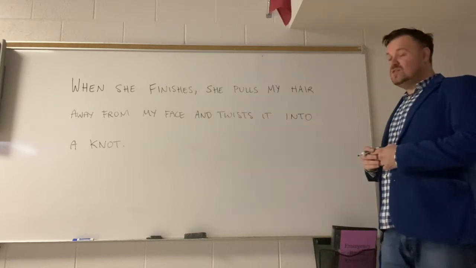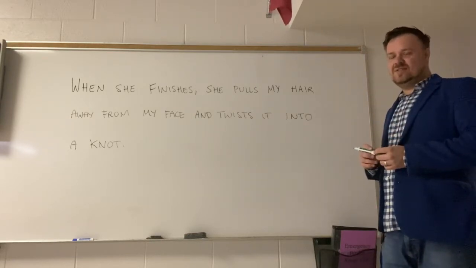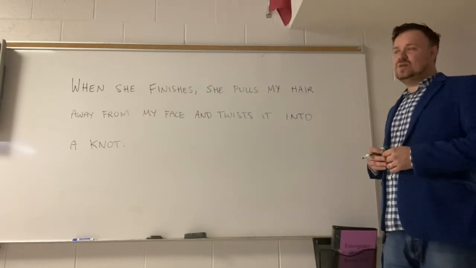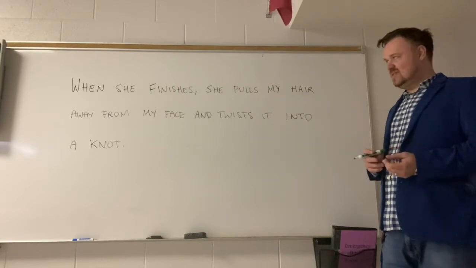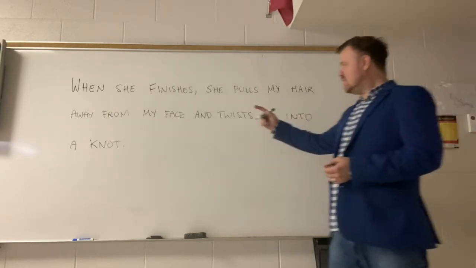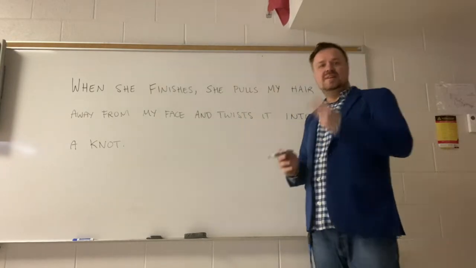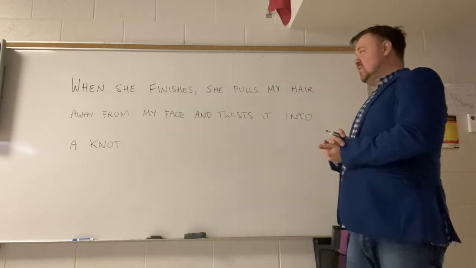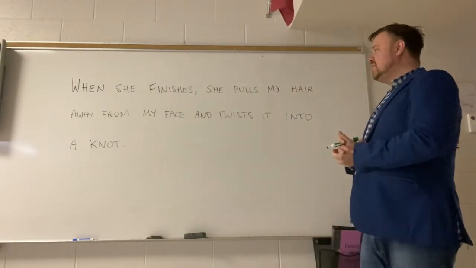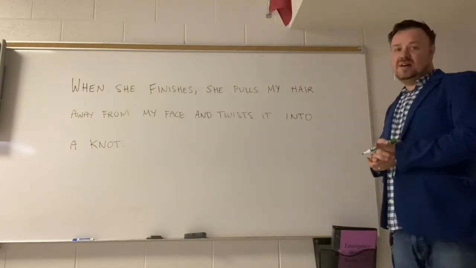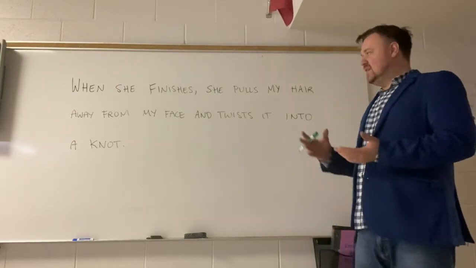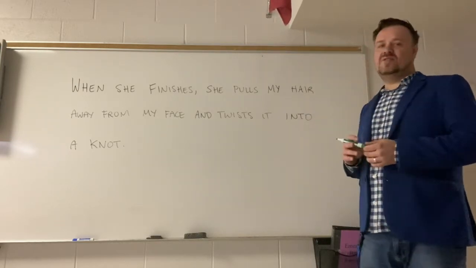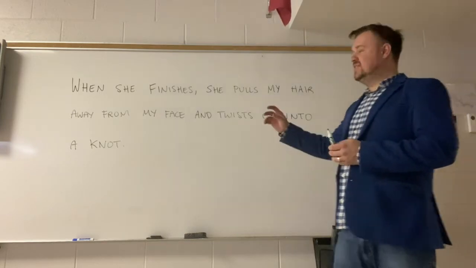There are 2 ways to do this. First, you can go back to the first week of our lessons and just go into the subject predicate and find that. Or we can make it a little bit simpler and access our punctuation lessons to determine that there is a comma right here. And a comma usually separates 2 clauses. One is an independent clause and one is a dependent clause. So we have, when she finishes, she pulls my hair away from my face and twists it into a knot. We do have an independent clause, and the independent clause will usually follow the dependent clause.